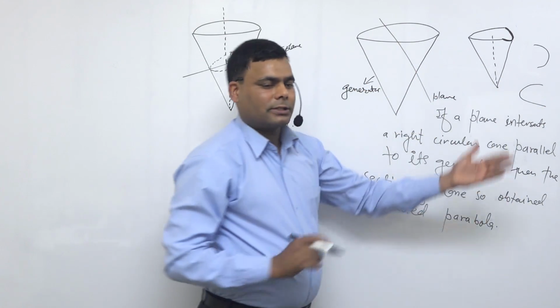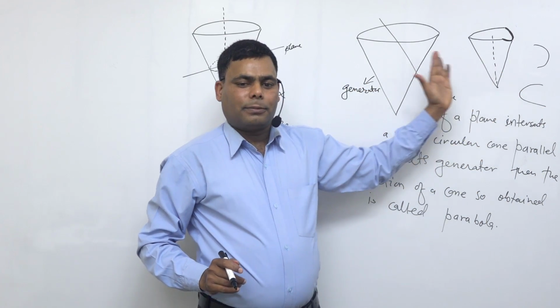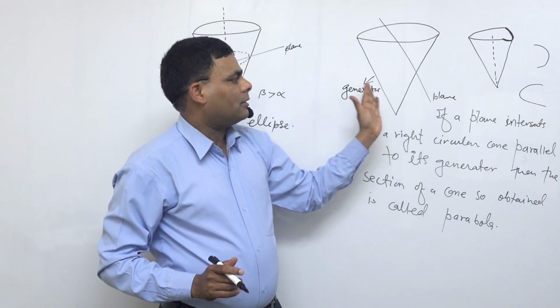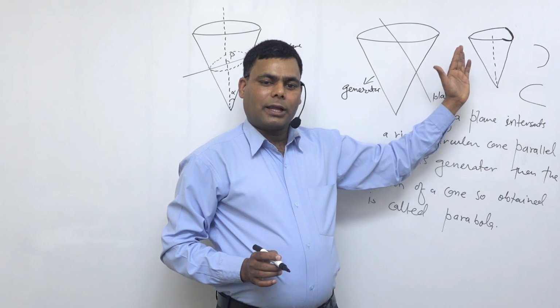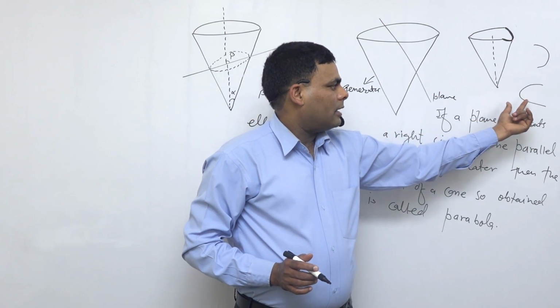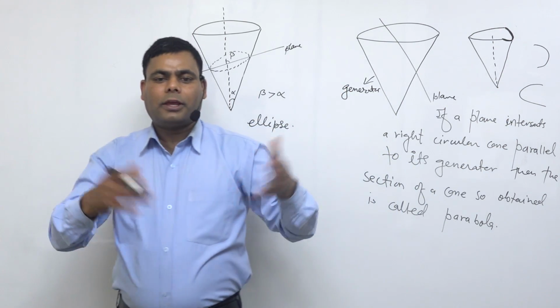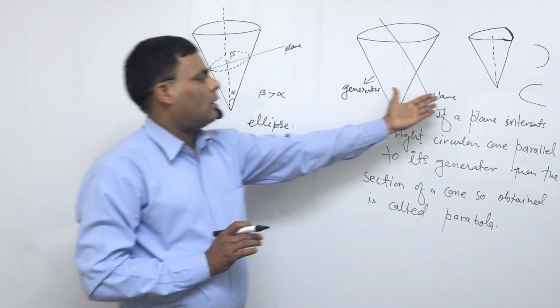It can also look like this, but not a C-shaped curve of the other type. If a plane intersects a right circular cone parallel to its generator, then the curve so obtained is called a parabola. The shape of this parabola is like this or any other, and this is an open curve.